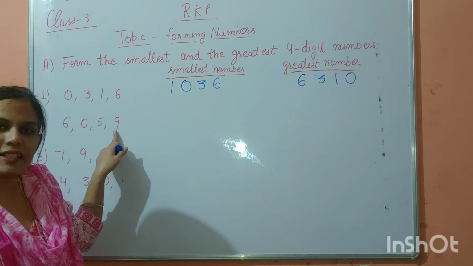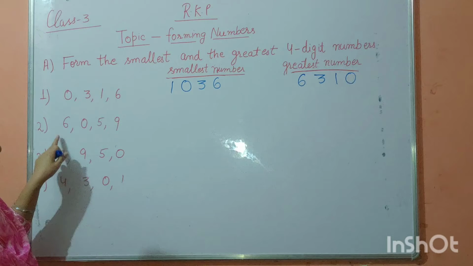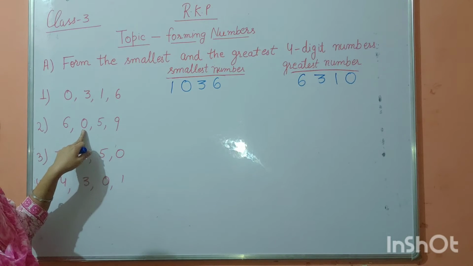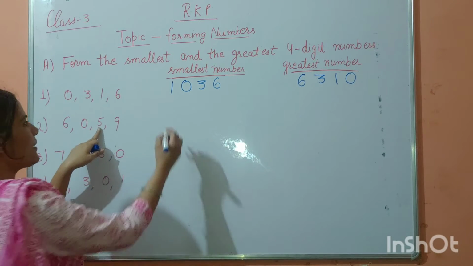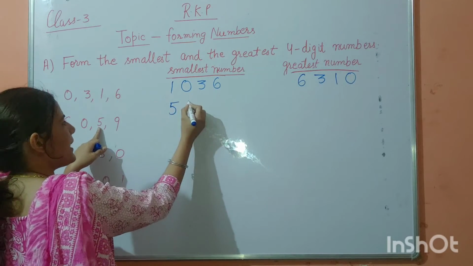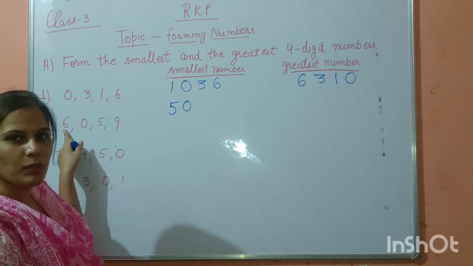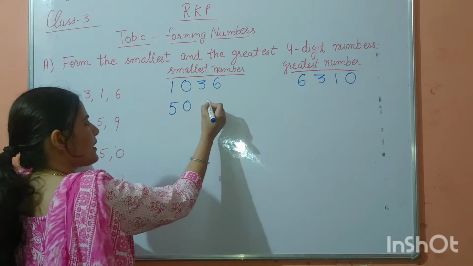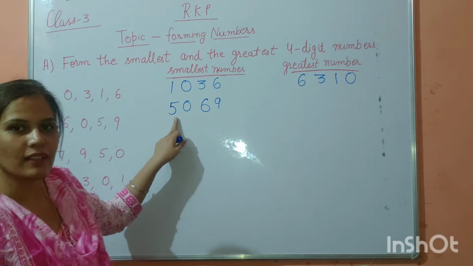You have to find the smallest number by using these 4 digits. So what will be your smallest number? 0, but we can't start the number from 0. So the second smallest number is 5. And then put 0. After that, what number will come? 6, and then 9. So what is your smallest number?